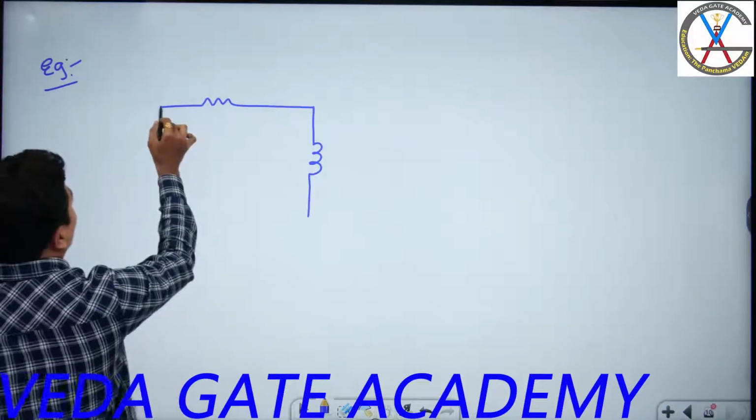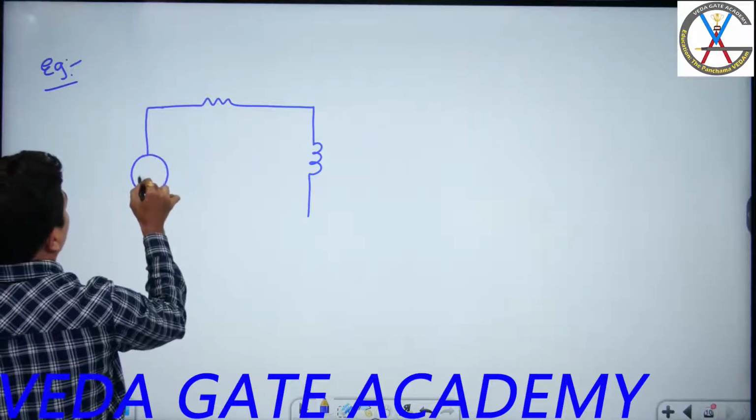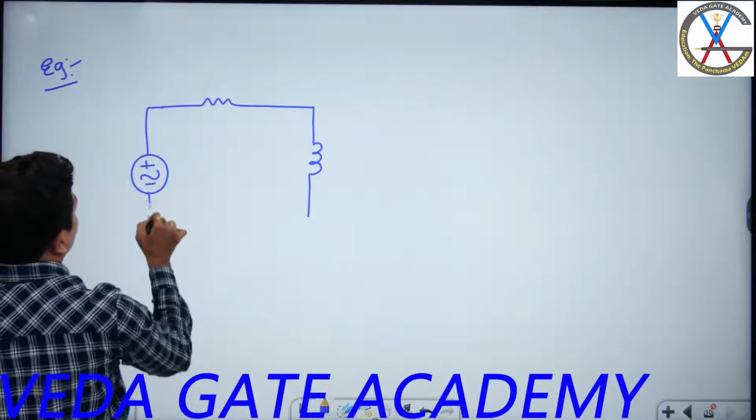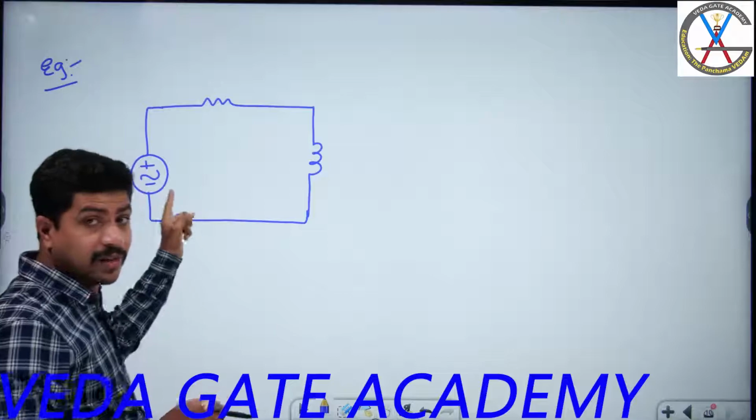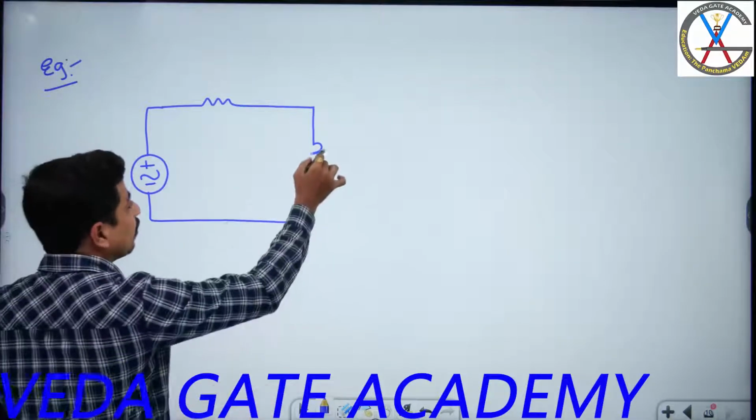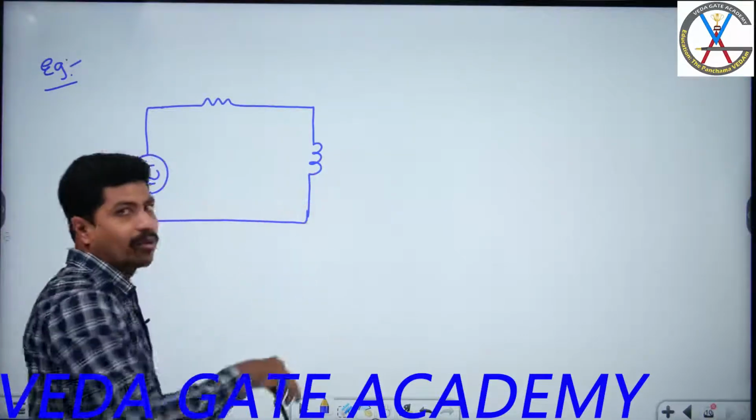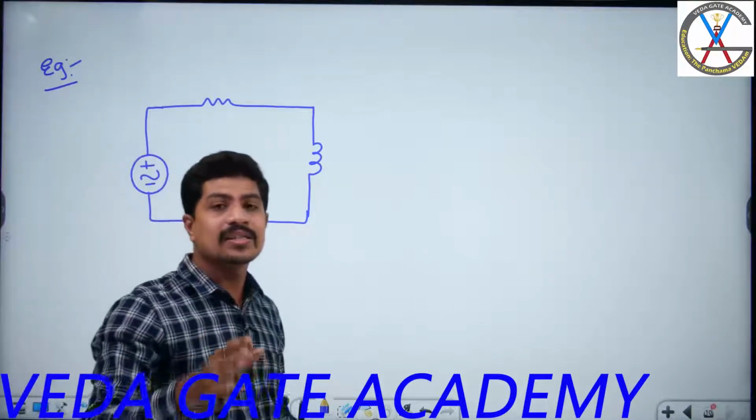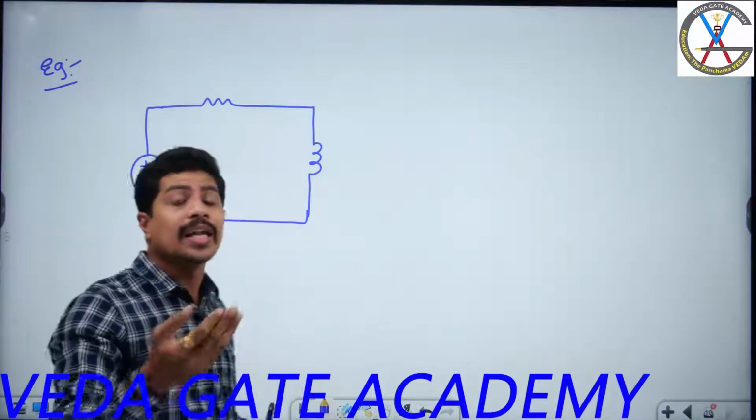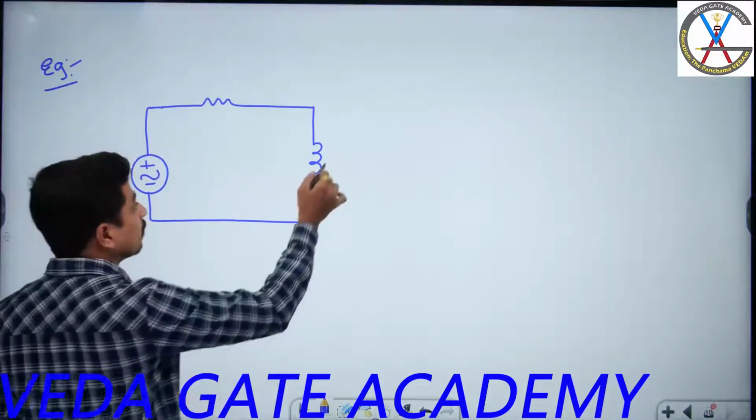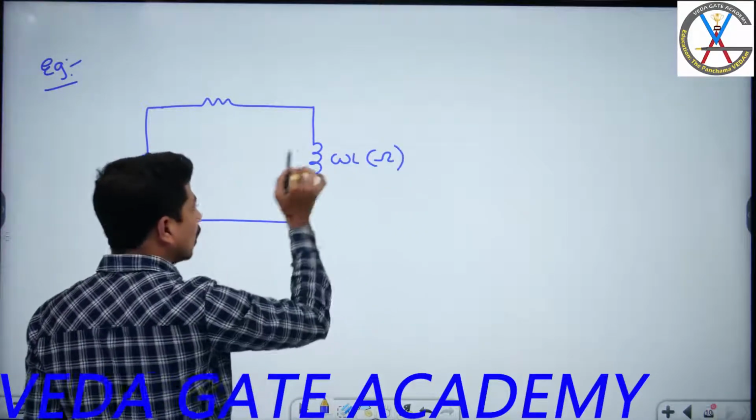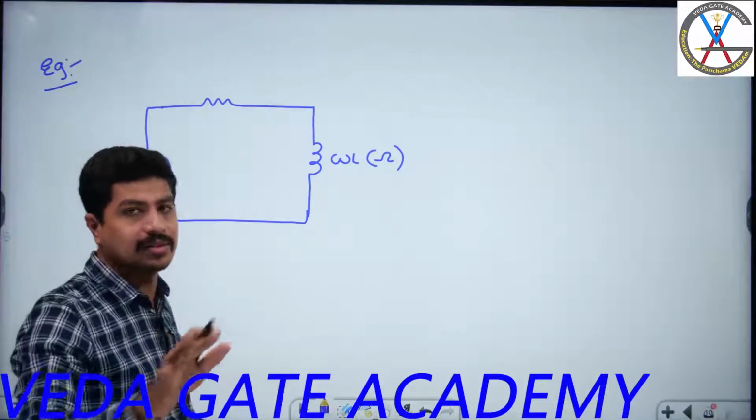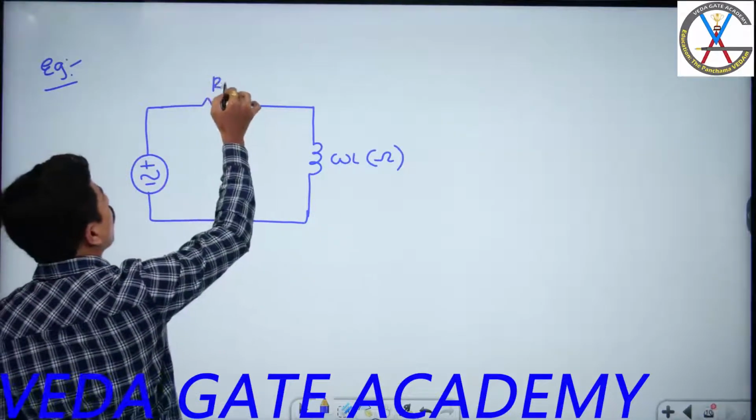This is L. This is the input signal, sinusoidal. If I'm not giving this sinusoidal signal, if I'm giving DC here, this L will be L only. In transient analysis, L will be L, but in AC analysis, L will be represented with omega L, whose units are ohms. You might have learned in network analysis that this resistance is in ohms.